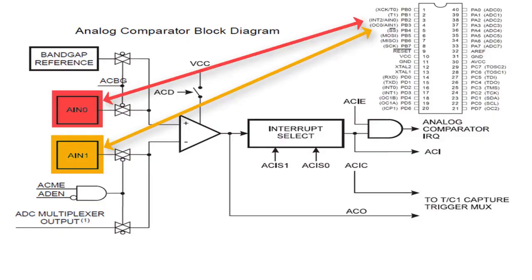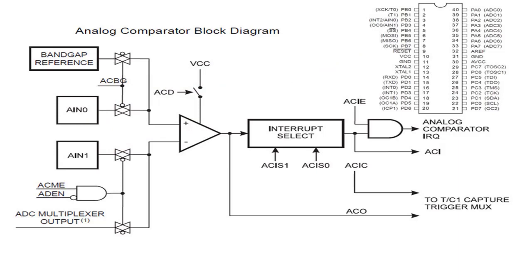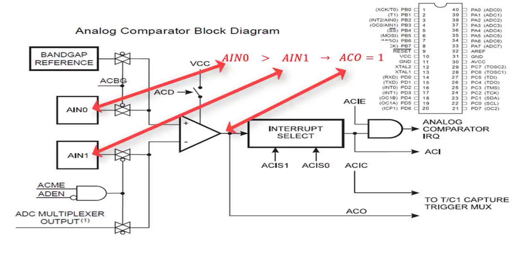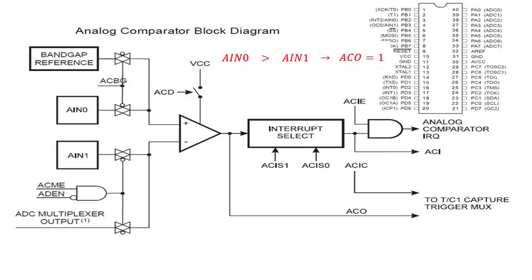The analog comparator compares the input values on the positive pin AIN0 and the negative pin AIN1. When the voltage on the positive pin AIN0 is higher than the voltage on the negative pin AIN1, the analog comparator output, ACO, is set.